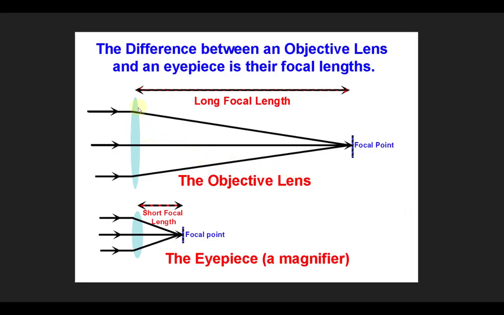The difference between an objective lens and an eyepiece is that an objective lens has a much longer focal length than an eyepiece. An eyepiece or magnifier brings the light to a focus very close to the lens, so the focal length is very short for an eyepiece, whereas in the objective lens, it's fairly long, much longer than an eyepiece.